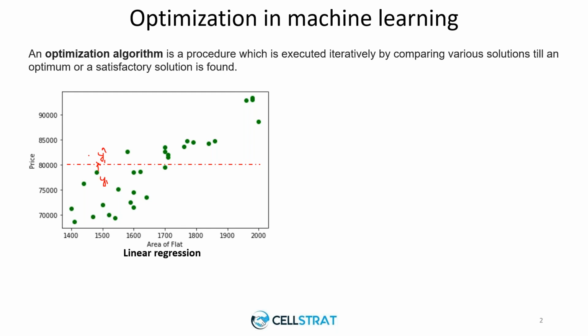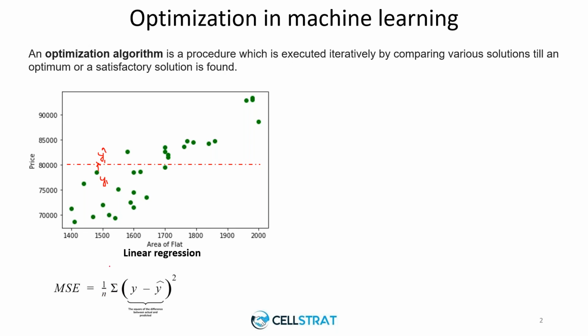The most common error function used to calculate the error for these kinds of problems is called the mean square error, which is shown here. Mean square error is a very simple formula. You find the difference between the actual and the predicted, square it, and sum it for all the data points, and then you divide it by the number of data points.